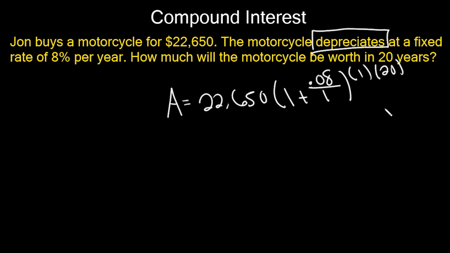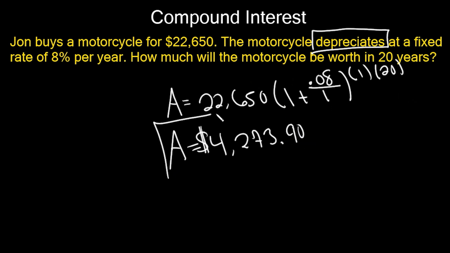And then from here, we're going to plug it into our calculator and we're going to get our answer. And when you do that, you get the following. You get A is going to be 4,273, and rounding to the nearest cent, you get 90 cents. And again, that will be in dollars, right? So that will be the final amount after 20 years. So again, you can see that it is depreciating in value, all right? All right, let's go ahead and try two more examples.